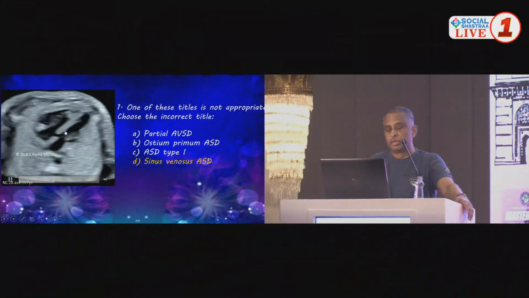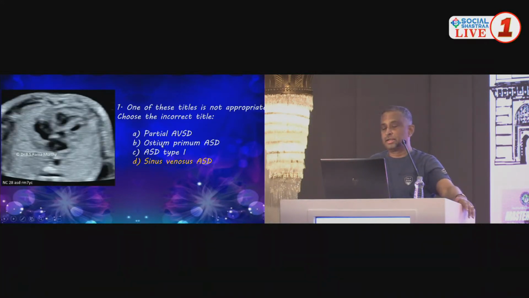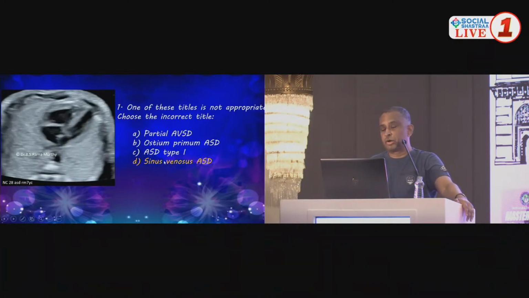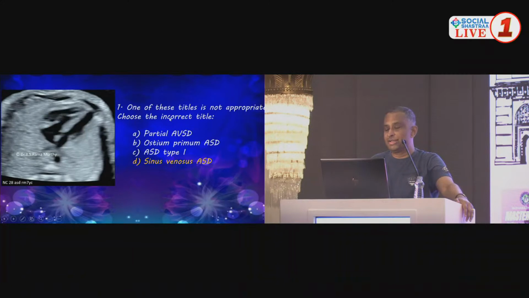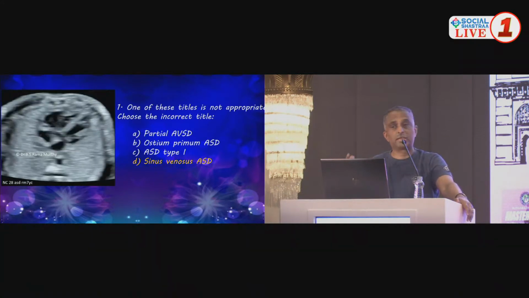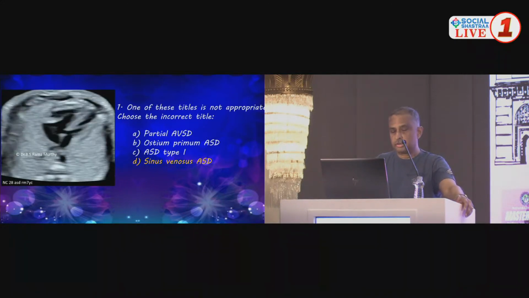It's an association. Whereas what is seen here is loss of offset of the AV valves, and the drumstick, or the septum primum, is detached from the crux. Agreed? Septum primum is detached from the crux, and that is a partial AVSD. Ostium primum ASD, ASD type 1. All 3 of them are synonyms. They mean the same. So the incorrect title is sinus venosus ASD, and I'm happy 42% of us got it right. Now we move on to the second question.